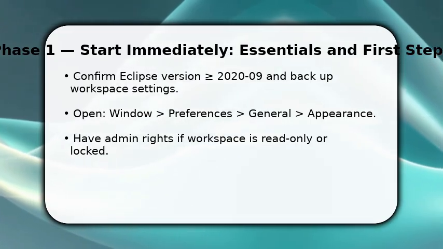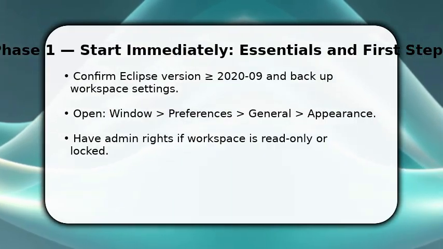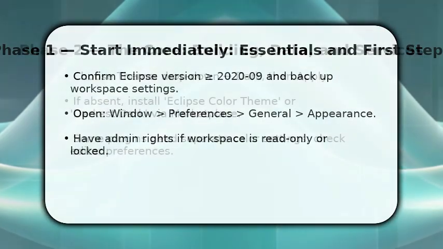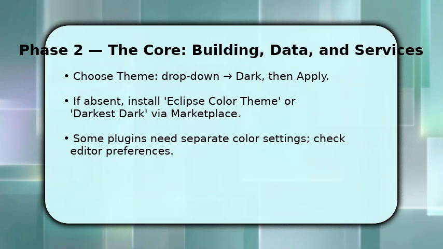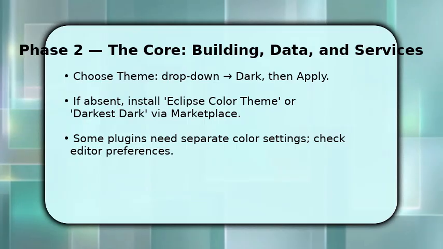If you are on Mac OS or Linux, make sure the IDE isn't blocked by OS theme overrides before continuing. Next, pick the dark theme from the Appearance theme drop-down and click Apply. You'll immediately see most Chromes switch to dark.